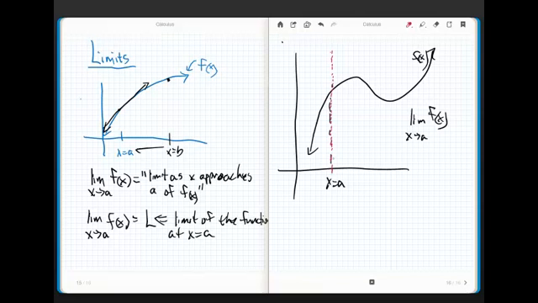Now, there's two ways to think about this. The real mathematical way is this. If I take a series of open intervals around a that get closer and closer to a, does that imply that there's some value over here, which we're going to call L, that as these get closer and closer to a, this gets closer and closer to L? And in this case, that happens to be.